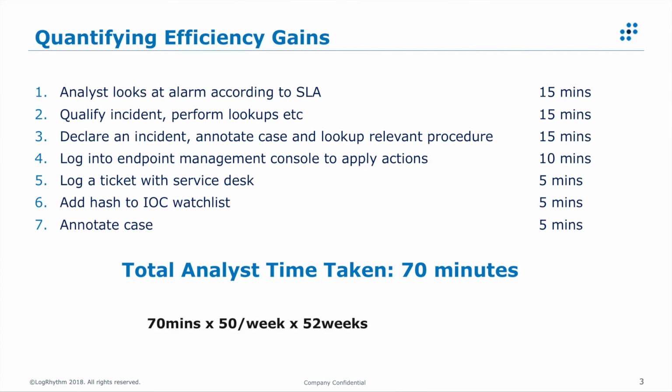So how much time are we actually saving overall? Well, if it takes us 70 minutes, roughly speaking, to respond to this type of incident, and we get 50 of these types of incidents a week, which is a bit of an estimation, but I don't think that's an unreasonable number, and we multiply that by 52 weeks a year, how much time savings do we actually get if we were to automate this response? Over 3,000 hours a year.